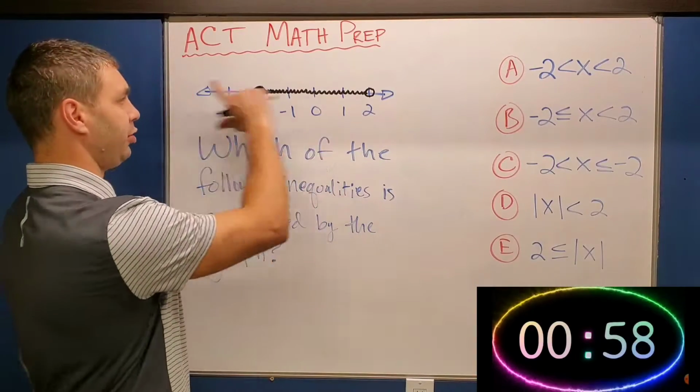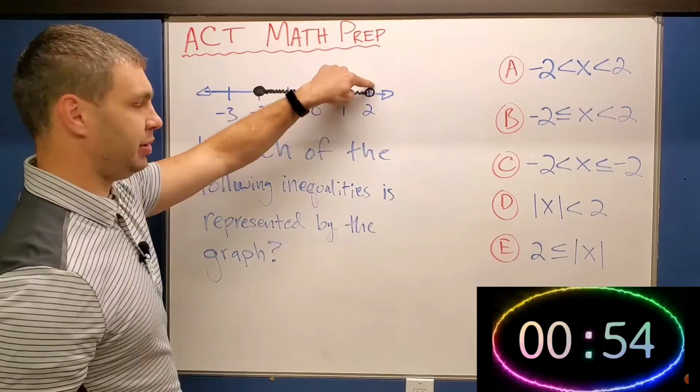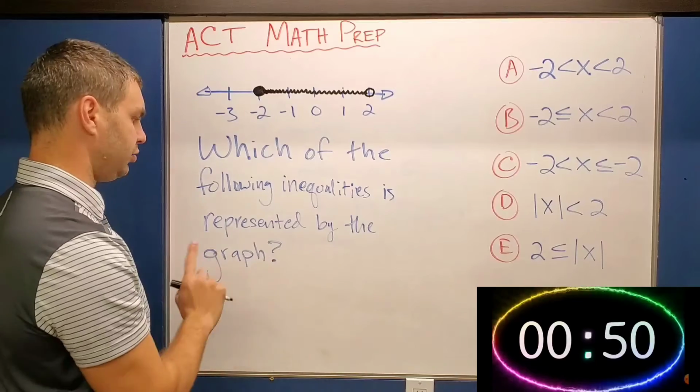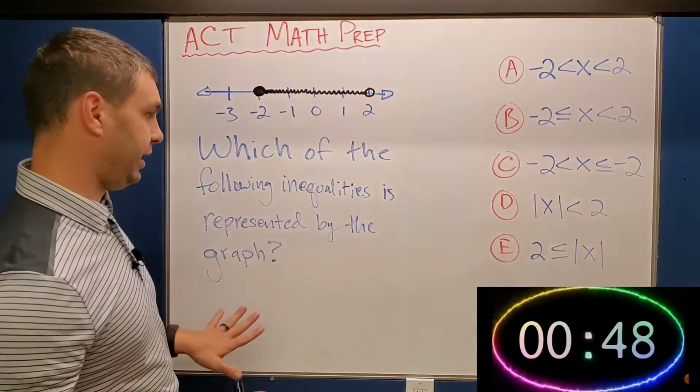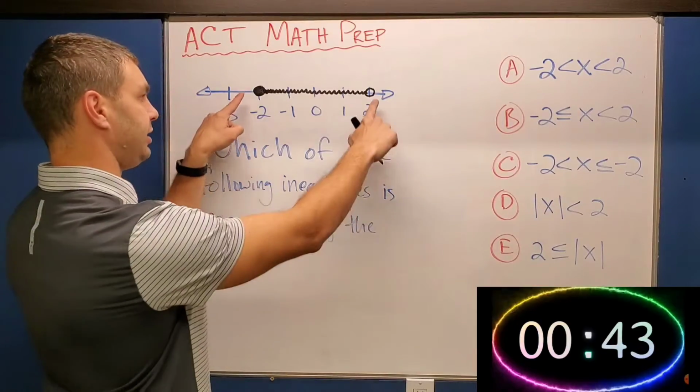This one, we have a graph, right? It goes from -2 to 2. So a closed dot here and an open dot there. That's going to be, I think, probably important. It says, which of the following inequalities represents or is represented by the graph? And we have A through E over here. So like I said, the dots I think are going to be important.